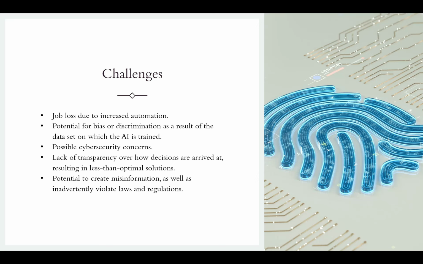There is a possibility of cyber security threat because it's all digital. We are running the model online, so there are chances of cyber security threats or concerns, so we have to be extra cautious. There may be lack of transparency as to how the decision was arrived, because it's a machine learning model. So if there is a lack of transparency in decision making, sometimes it may result in less optimal solutions. There can be a potential threat of having misinformation, or we can inadvertently violate laws and regulations.